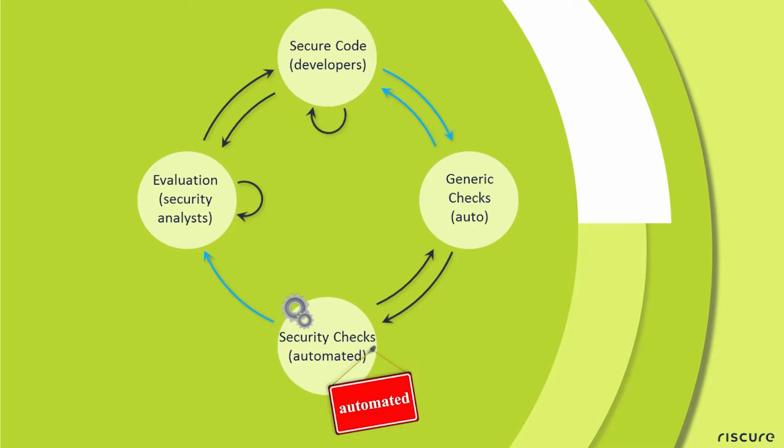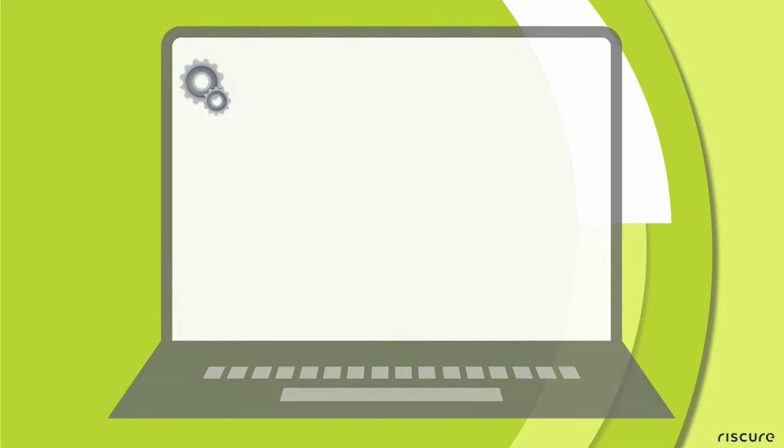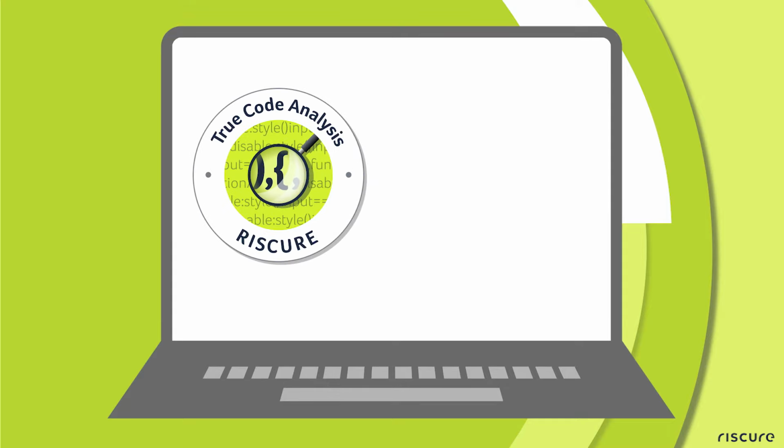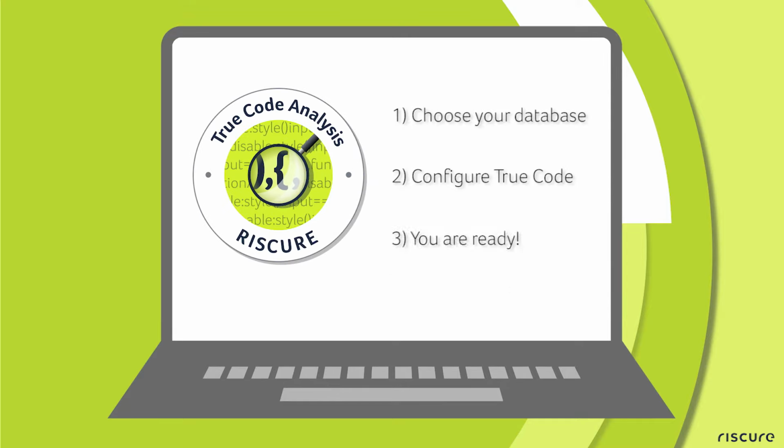Configuring prerequisites for the automated code checks is easy. True Code offers to its users an option to use a so-called compilation database. In other words, during automated checks, True Code will need to compile the source code. But to do that, it needs all the compilation information. This is easily provided through the compilation database. So long story short, choose your database, configure True Code to make use of it, and you're good to go.